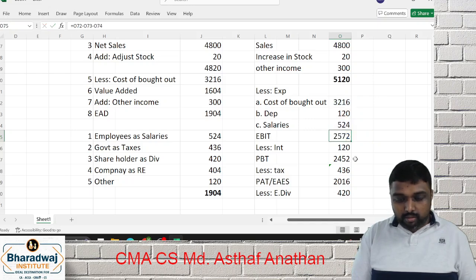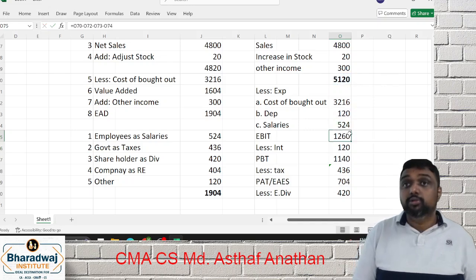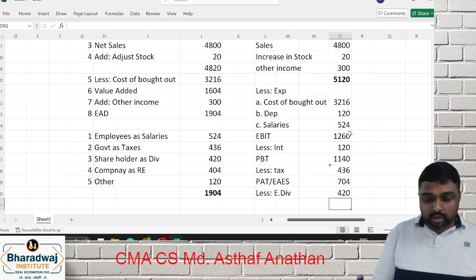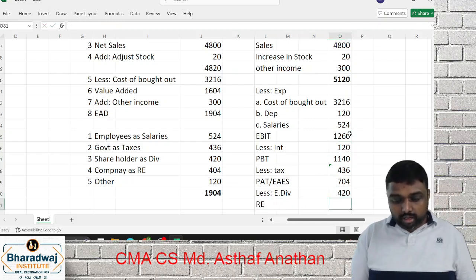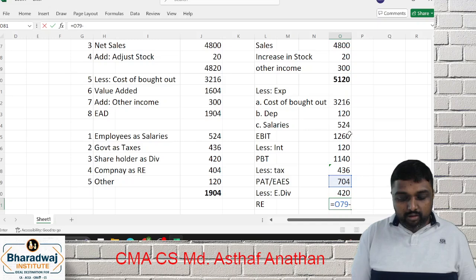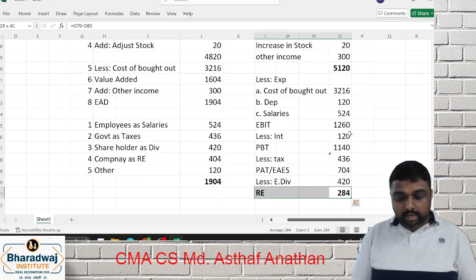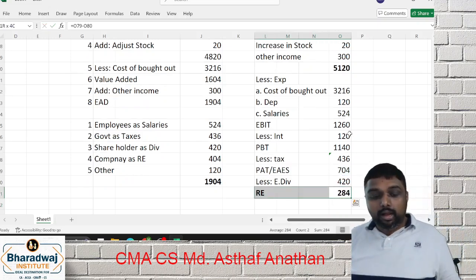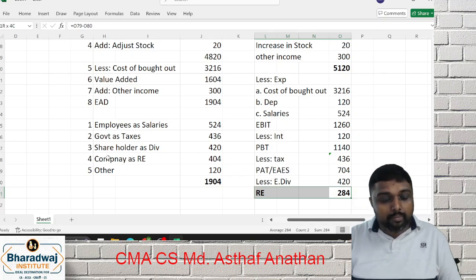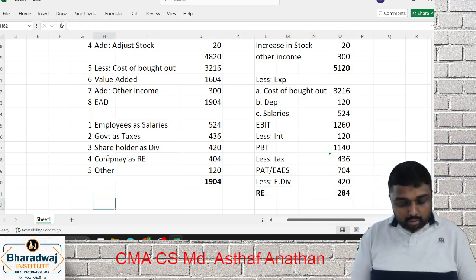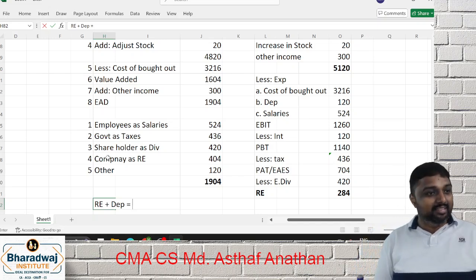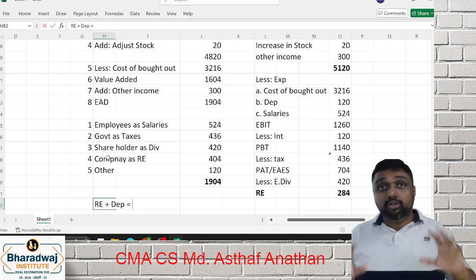We have done one small mathematical point. We have to reduce everything. 1261. Now if you reduce, this is your retained earnings. I will tell you a very important point. Your retained earnings you will get is 284 only. Now, this company's retained earnings include your retained earnings plus depreciation, because it is a non-cash outflow.